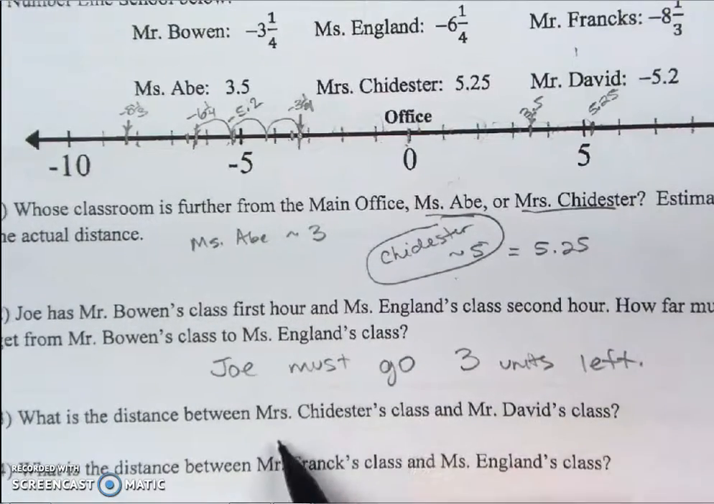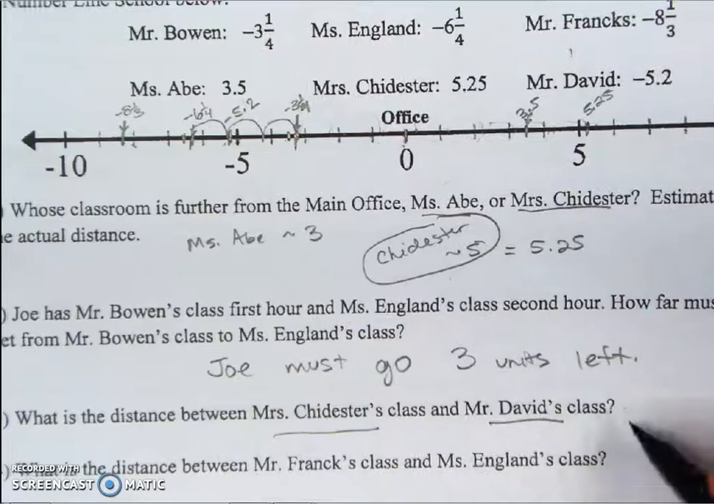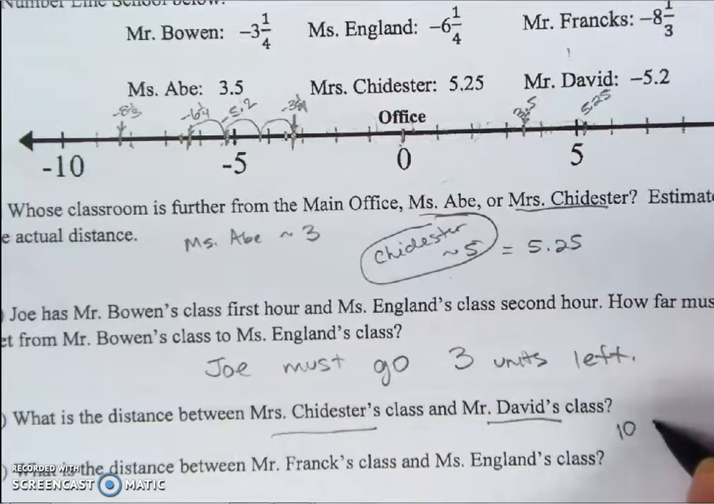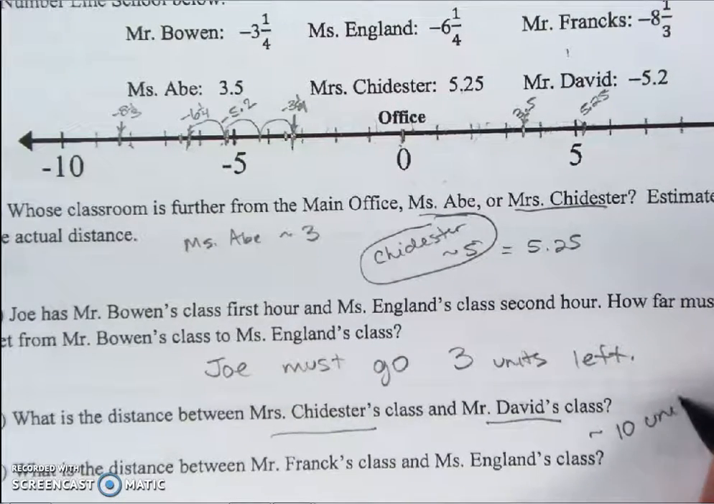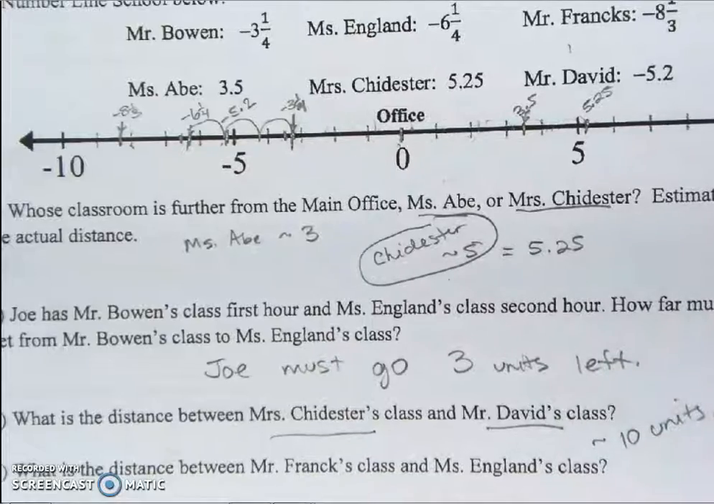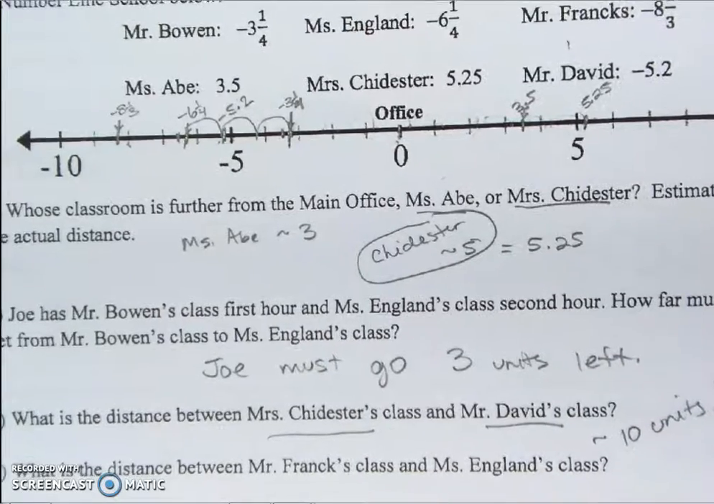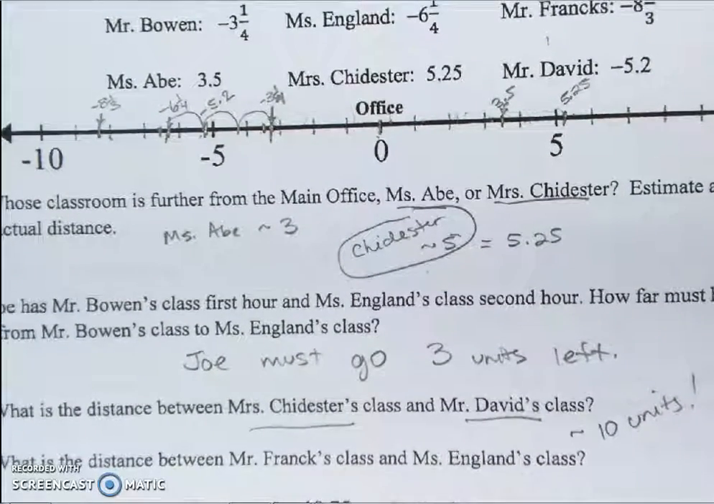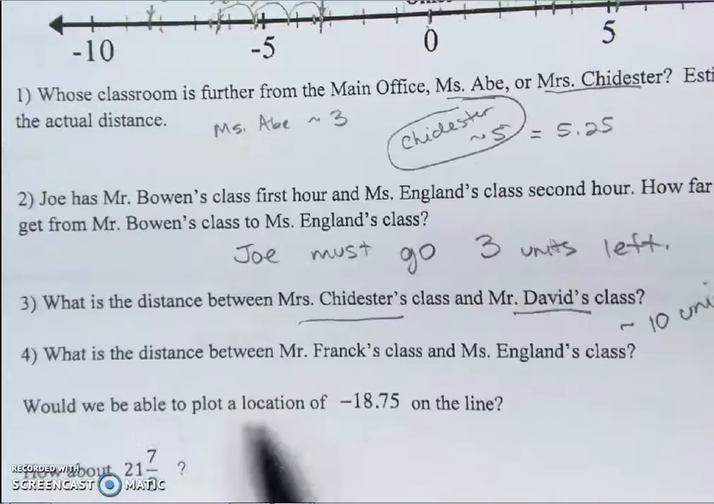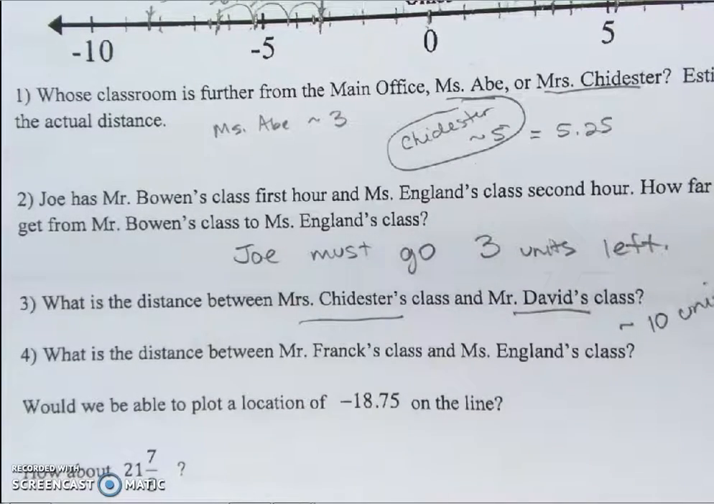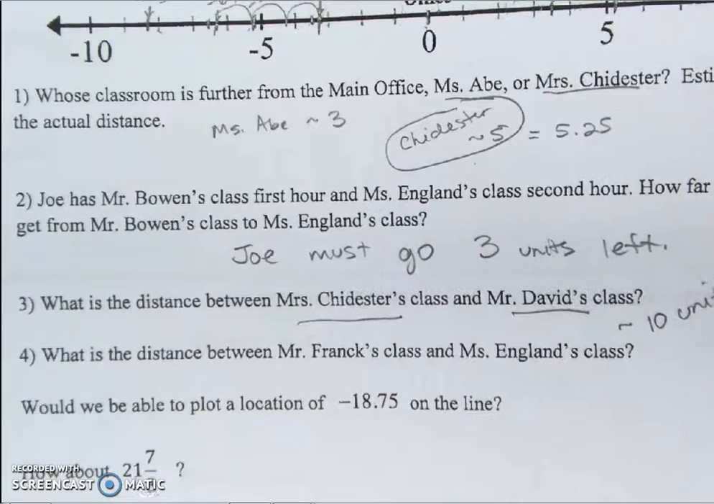All right, so from Mrs. Chidster's class to Mr. David's class, it was about 10 units. So that's a far distance between those two classes. All right, so let's go ahead and move into the main part of today. Oh, by the way, would we be able to plot the location of these on this line? Well, it ends a little too soon for both of those.